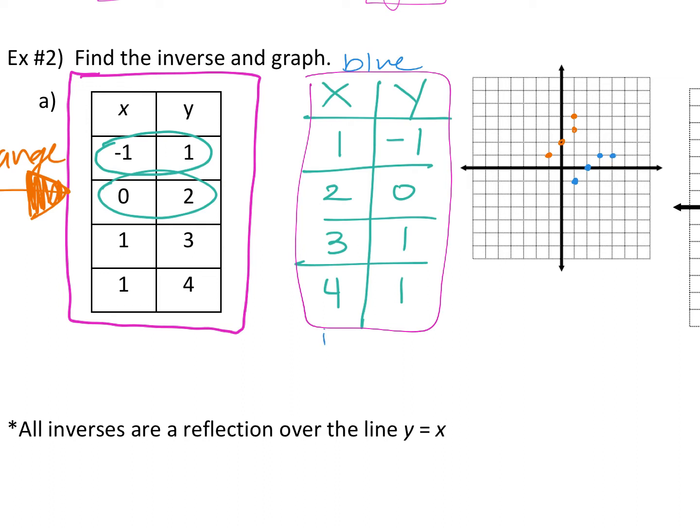Okay, so this one's the inverse. This is the original. Okay, it says find the inverse and graph. So technically at this point, you're done. You found the inverse, you graphed it. Do you see anything in those 2 graphs?